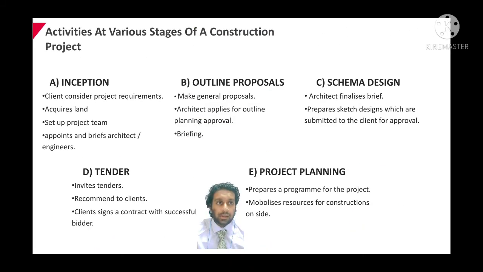Now, these are the activities at various stages of a construction project. The first one is inception. In this stage, clients consider project requirements, acquire land, set up project teams, and appoint and brief architects or engineers. The second one is outline proposal, where they make a general proposal, and the architect applies for outline planning approval and briefing. And then we have schema design. The architect finalizes the brief and prepares sketch designs, which are submitted to the client for approval.